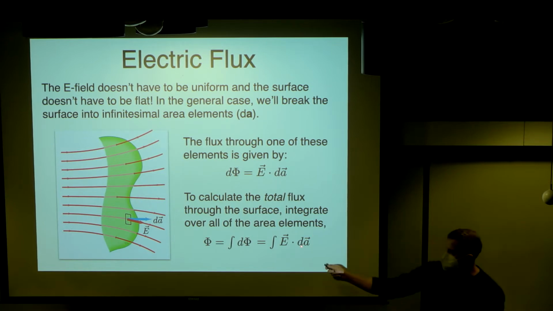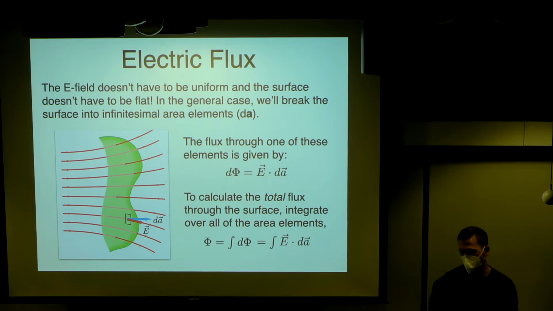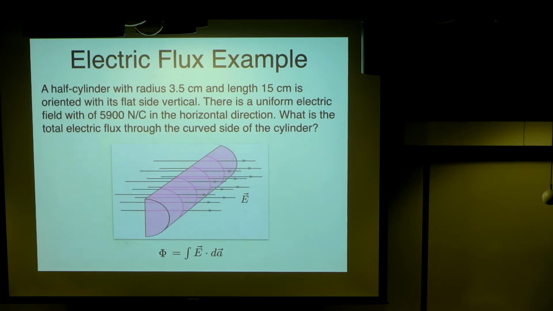So let's get some practice using this form. Okay? Let's see what happens in this case. So this is an example we're just going to do together. What we have here is a half cylinder. Okay, so you can see it's cut in half right there vertically. The radius is 3.5 centimeters, and the length of it here is 15 centimeters. It's oriented with this flat side right here going vertically, and of course the curved side is going like this.